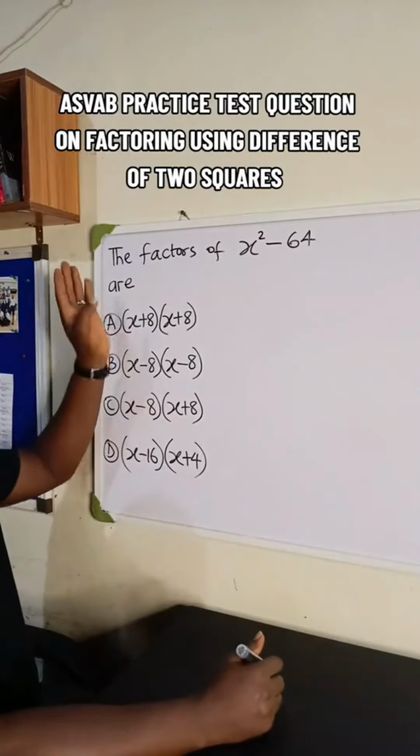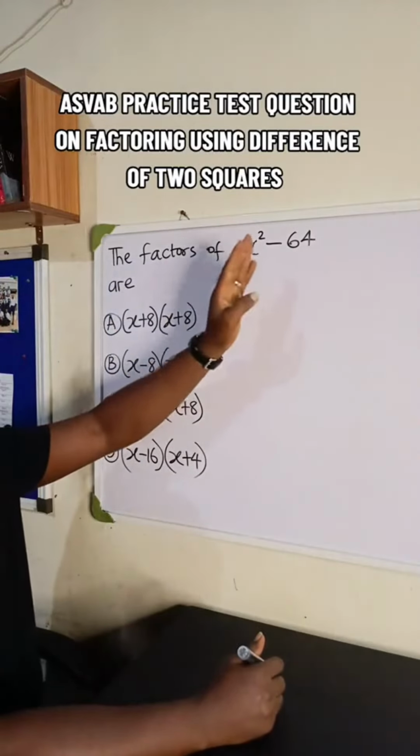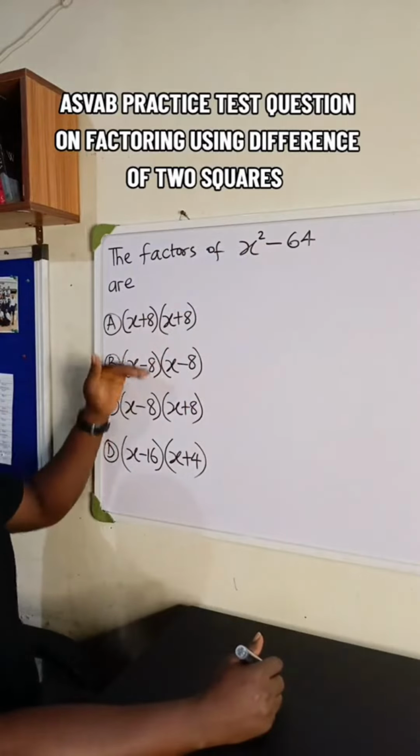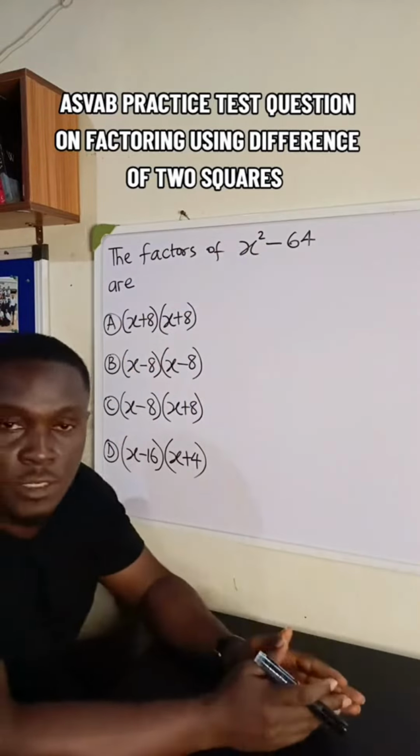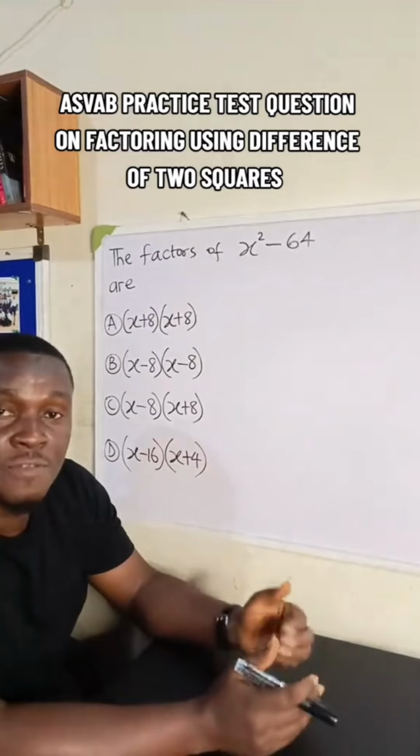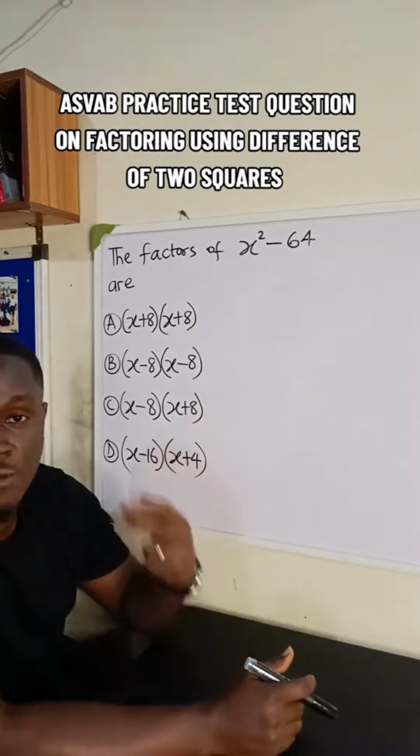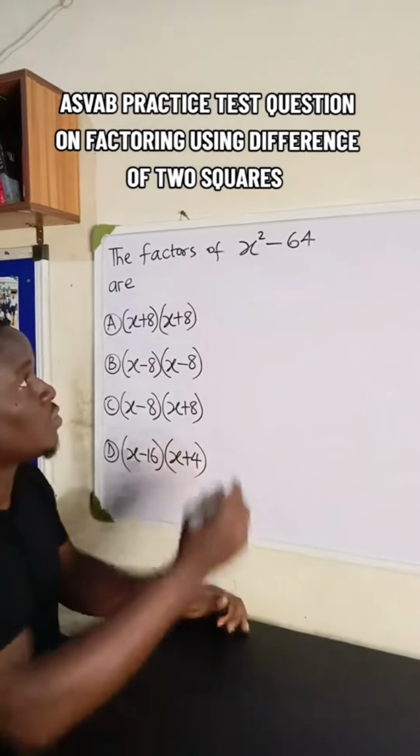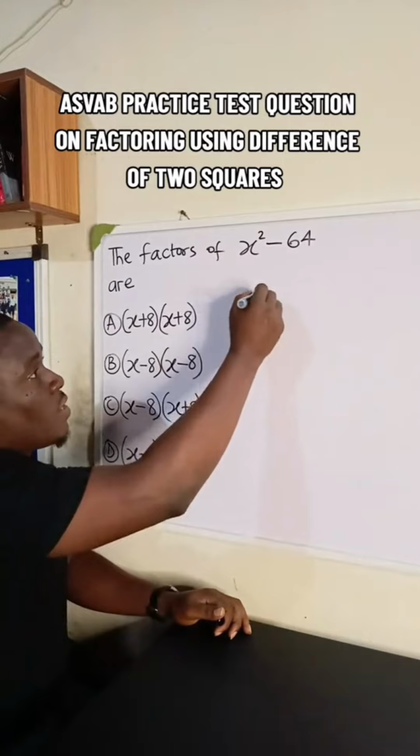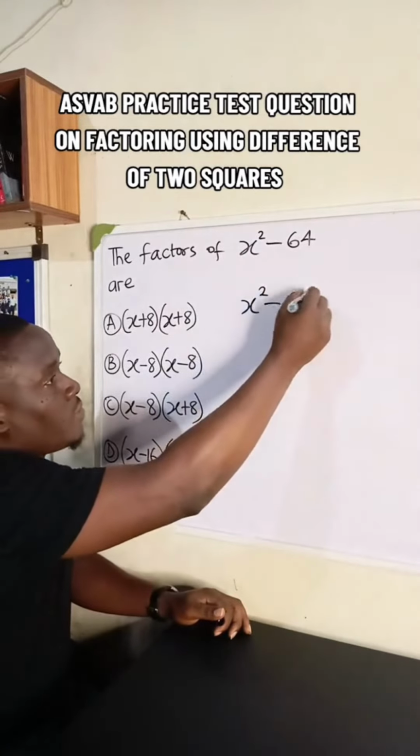The question says the factors of x squared minus 64 are, so we are given options from A to D. This is a very simple question involving factorization using difference of two squares. So let's look at the question again. We have x squared minus 64.